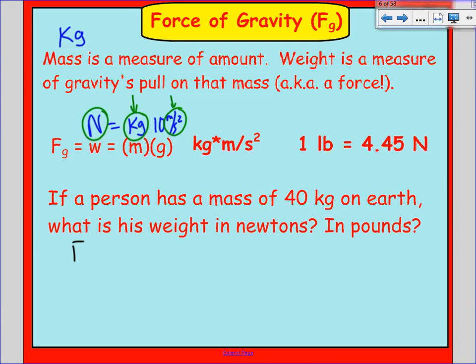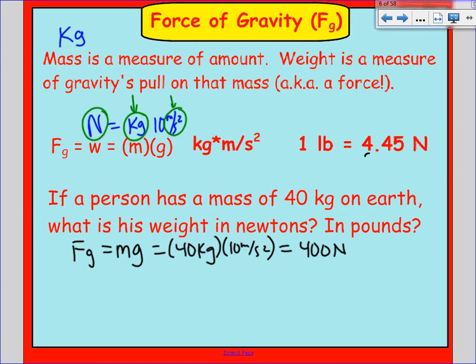Remember, force of gravity in newtons is equal to your mass times g. So that means that 40 kilograms times 10 meters per second squared is going to give us his force of gravity, which is 400 newtons. Now we just have to convert that into pounds. How much would that be?